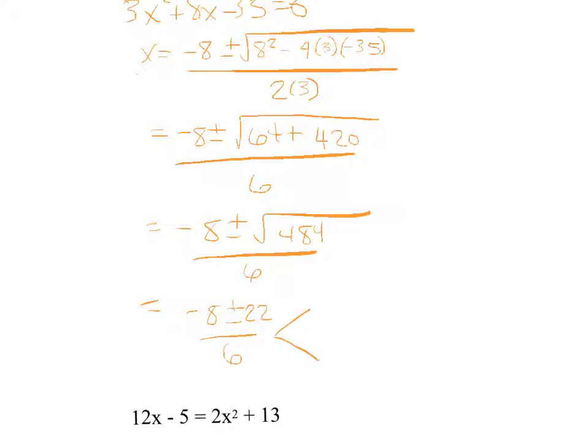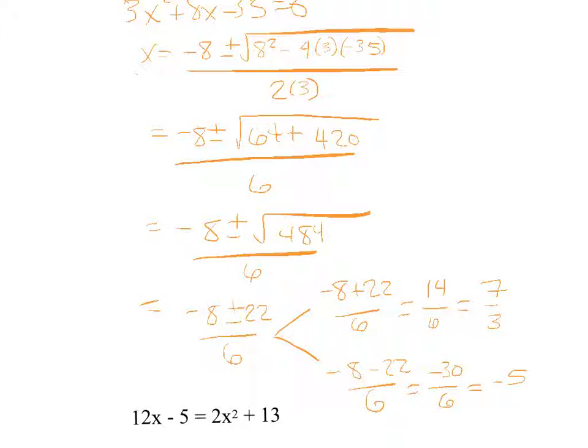So we split this up into the plus and the minus. Negative 8 plus 22 over 6 and negative 8 minus 22 over 6. So then let's see here. A negative 8 plus 22 would be 14 over 6, which reduces to 7/3. And then negative 8 minus 22 is negative 30 over 6, which is negative 5. So my two answers are 7/3 and negative 5.